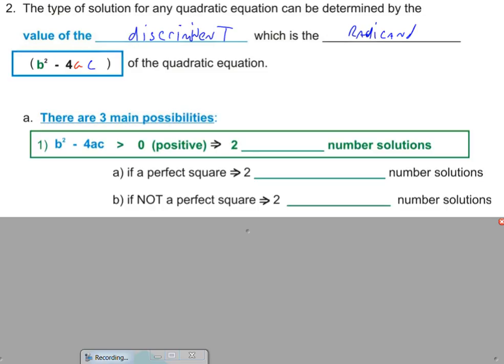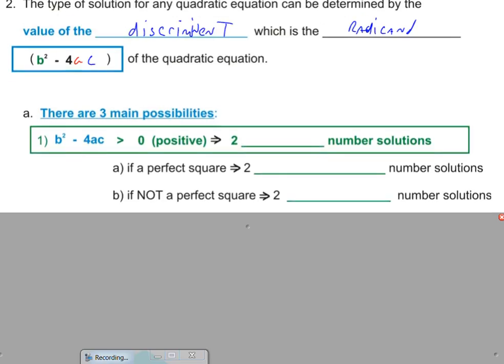All right, so let's cycle through the possibilities. There's 3 possibilities, and one has 2 sub-possibilities. All right, so hang in there. B squared minus 4ac is greater than or equal to 0. Or I could have said it was positive, right? Like if you get 1, that's positive. If you get 37, that's positive. If you get 82, that's positive, okay? So it's greater than 0. You get a positive radicand. Positive radicand. Therefore, you have 2 real number solutions.